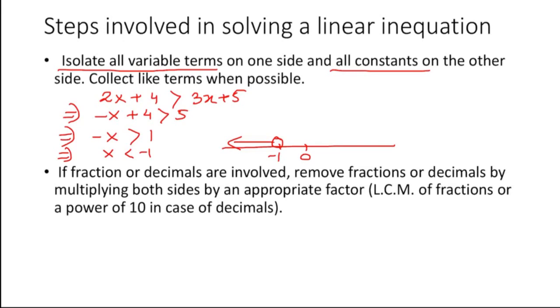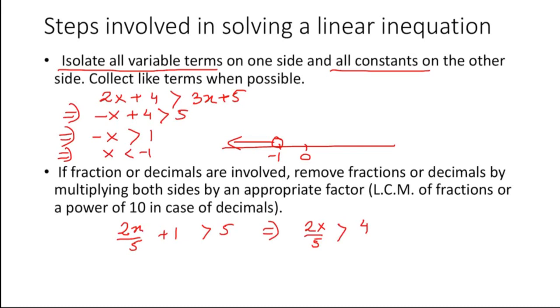If any fractions or decimals are involved in an inequality, remove those fractions or decimals by multiplying both sides by an appropriate factor. Let's say we have 2x divided by 5 plus 1 is greater than 5. First of all, we try to isolate the like terms on one side and the unlike terms on the other side. To do that, we subtract 1 from both sides of this inequality. So 2x divided by 5 is greater than 5 minus 1, that is 4.